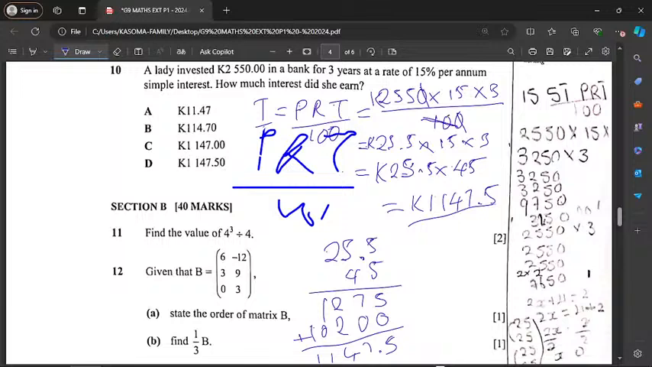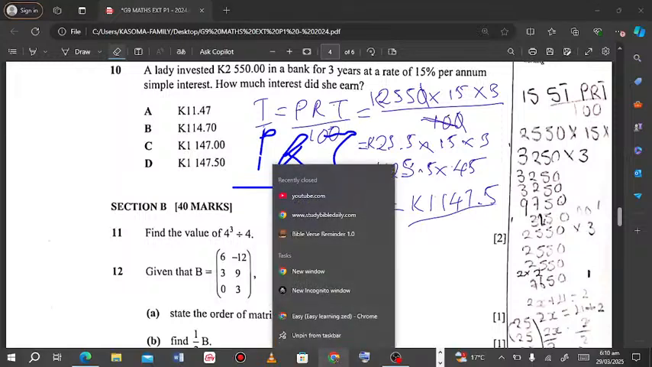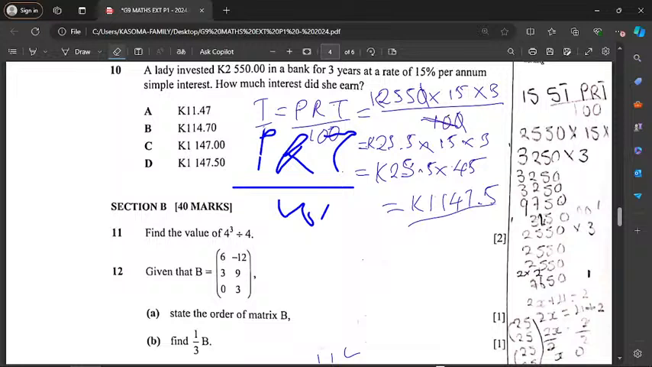Okay, so let me read this. Okay, because of time and other things, in the evening I'll try to find time and look at section B. I'm going to look at section B.